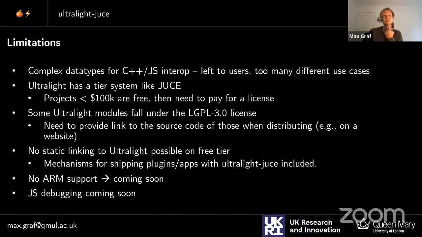So I've so far left that out, but I guess it might be something useful in the future. The second thing is Ultralight, the HTML renderer, which has a tier system similar to JUCE. With that one, projects under 100,000 per project per year are free. But if you make more with a project per year, you need to pay for a license.